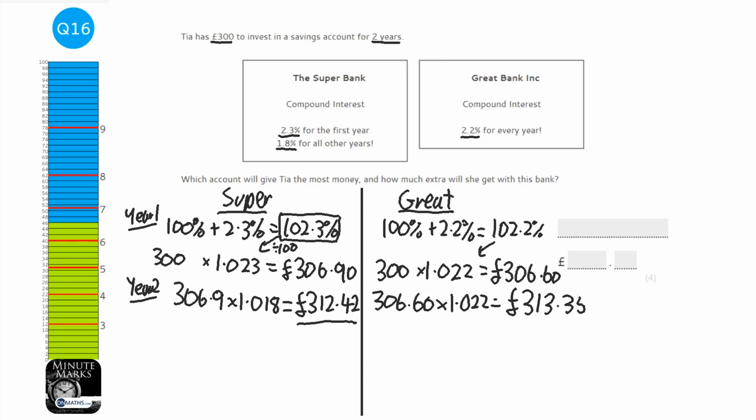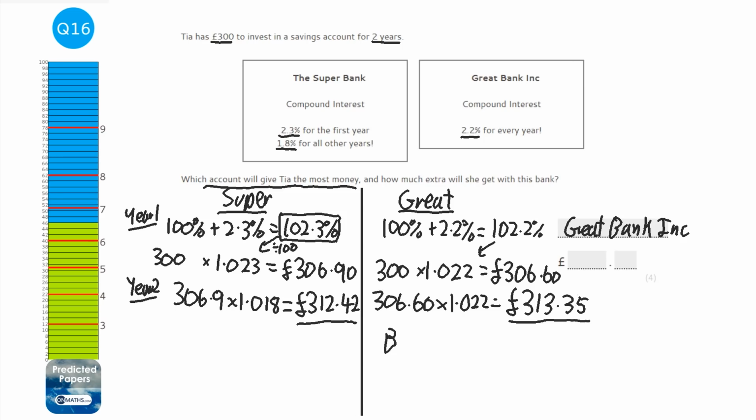Okay, so it says which account will give her the most money. Well, looking at that, it's going to be the Superbank. And when you're writing down an answer, make sure you write down the full name. Oh, it's not going to be Superbank, it's going to be the Great Bank. Look at that. So Great Bank Inc. And then it says by how much. So I'm going to get that by how much. Let's show the examiner what I'm doing.